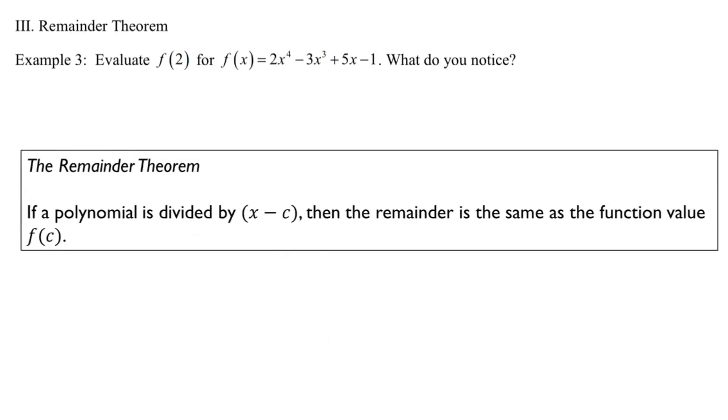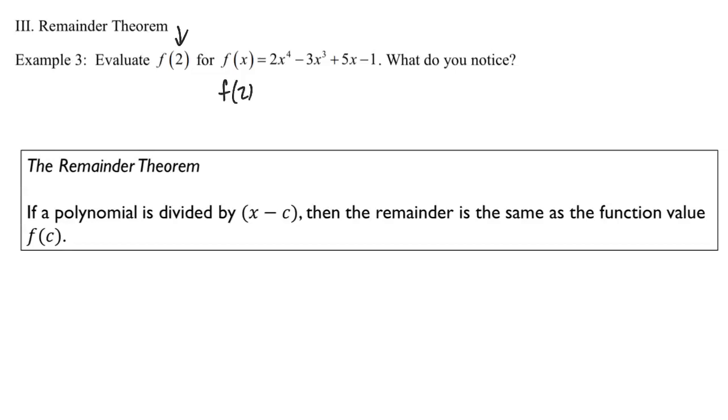Now, example 1 was tough. Example 2 was a little bit better, but if it still exhausted you, get ready, because example 3 is way faster even than example 2. So we want to evaluate f of 2. Notice that 2 is the number that we divided by in example 2. It was the number that we put in our box when we used synthetic division. And let's see what we can figure out from this evaluation of f of 2.